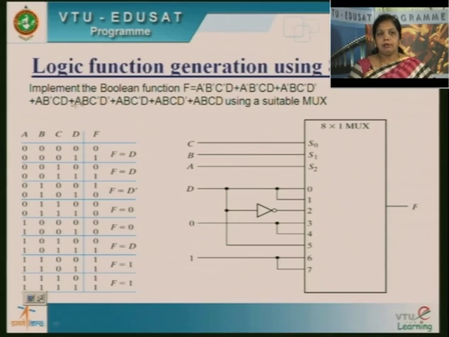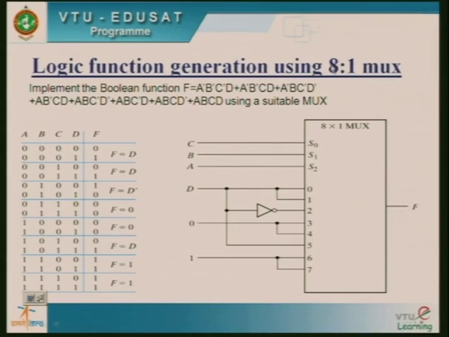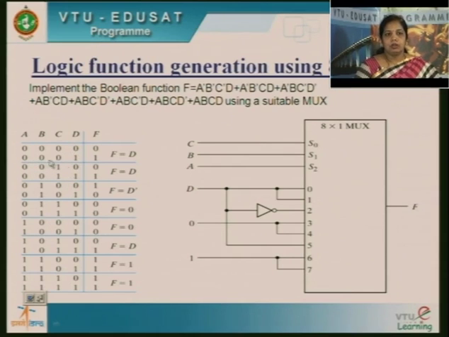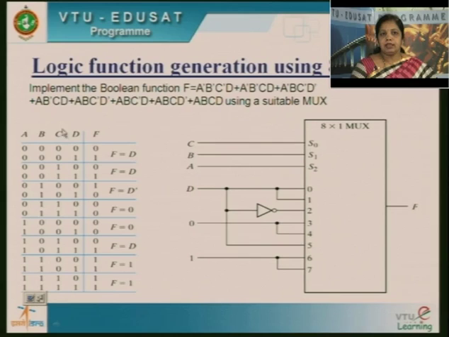So finally I am implementing this 4 variable function with 3 variables. Since I am using an 8:1 mux, the 8:1 mux will have 3 selection lines as I discussed in the previous session. So that's why I am going to reduce this 16 to 8. So how am I going to reduce? I will combine 2. So A, B, C I will be taking as the 8:1 mux selection lines S2, S1, S0, and D, the last variable, is treated as the input to the multiplexer.